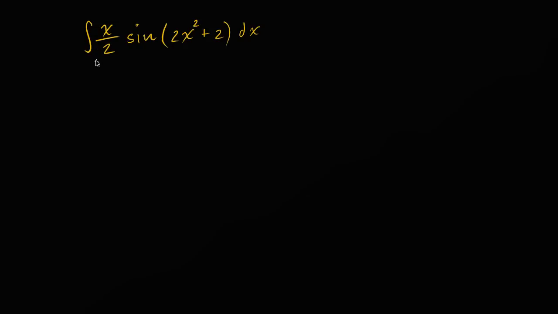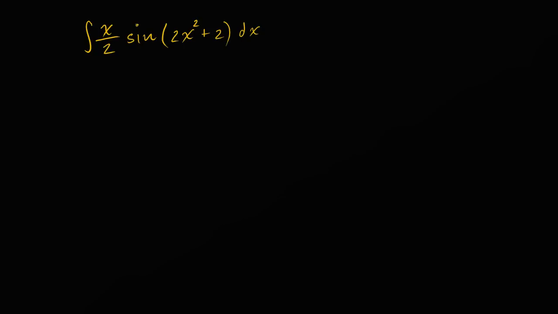So let's see if we can evaluate the indefinite integral of x over 2 times sine of 2x squared plus 2 dx. Try to pause the video and see if you can work through it on your own. So let's see what is going on here. I have this x over 2, and then I have sine of 2x squared plus 2.